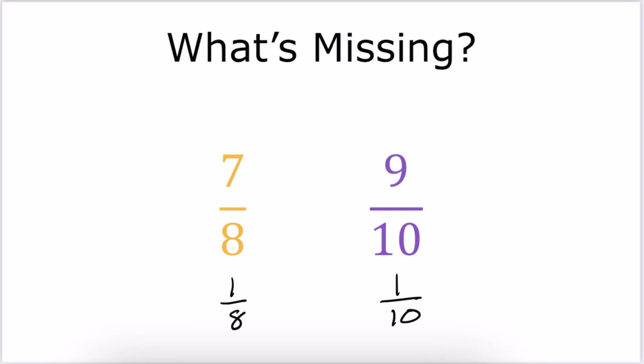And so in this case, because this is a bigger fraction that's missing, and this is a smaller fraction that's missing, 9/10 is going to be the bigger number because it's missing just a little bit to make a whole, versus the 7/8 is missing a little bit more to make a whole.